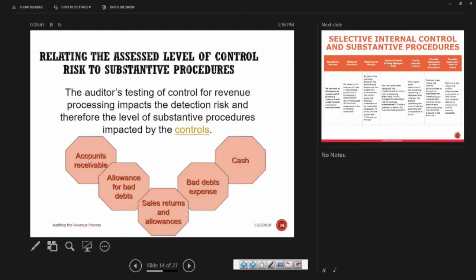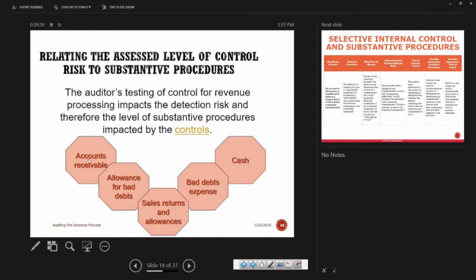This is an example of an internal control questionnaire for the revenue collection cycle. You'll notice that the controls are broken out by the assertion that they would address. So, for example, under occurrence, is access to sales invoice blanks restricted? Why is that an important control? Because if someone had access to a sales invoice, they could create a fictitious sale.